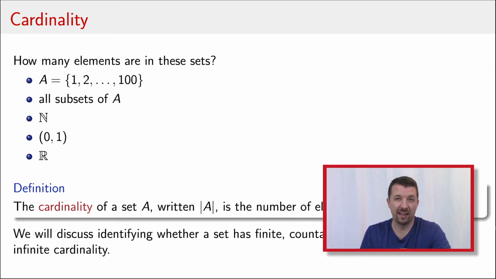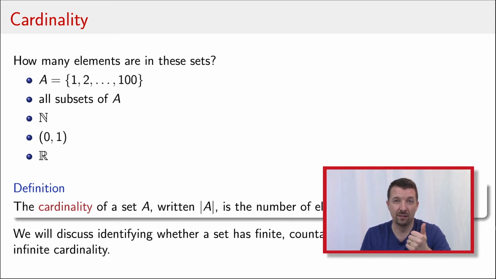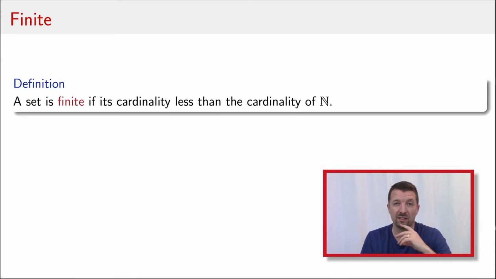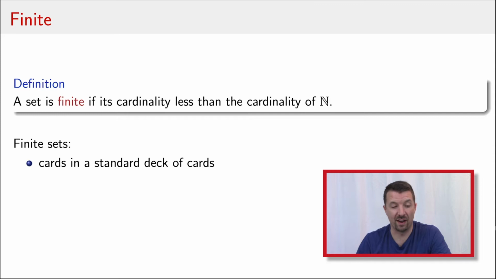What we're really interested in today is identifying when is a set finite, when is it countably infinite, and when is it uncountably infinite. And we'll talk about those notions in a second. Alright, so a finite set. A set is finite if its cardinality is less than the cardinality of the natural numbers. Another way to say this is that if you can start counting the elements in the set and eventually stop, because if you can stop, then there are fewer elements in that set than there are natural numbers, of which there's an infinite number. Alright, so here's some examples of sets that are finite.